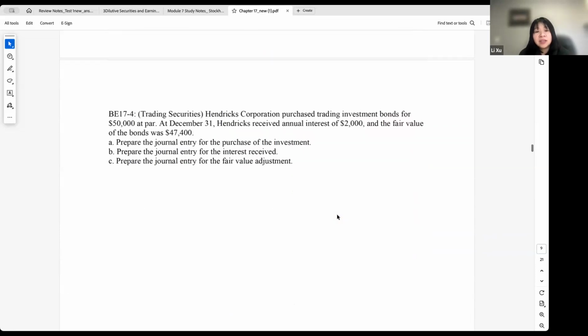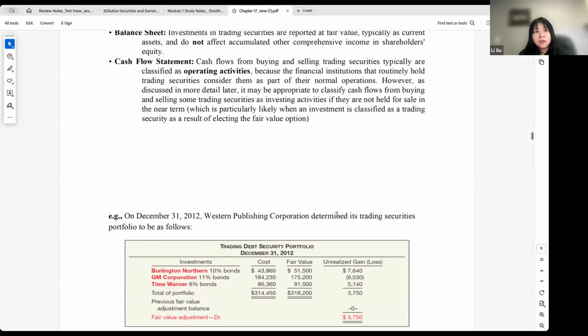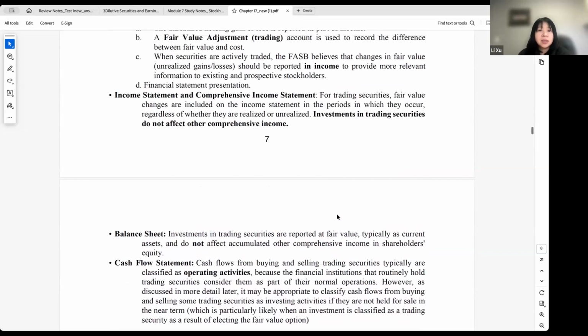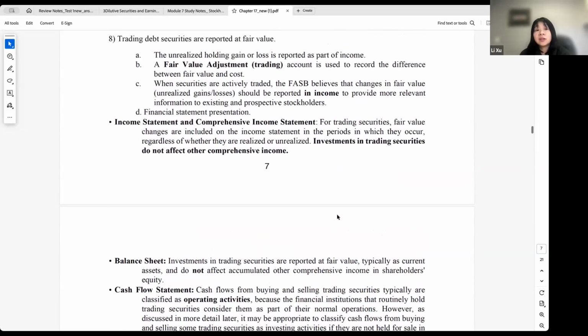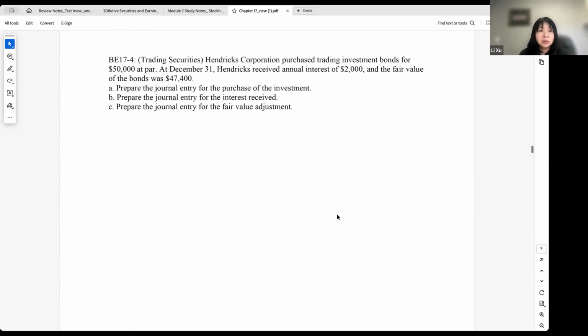Similarly with income, if you classify the income, it is very similar too. The only difference is the journal entry. Make sure to use the right account.